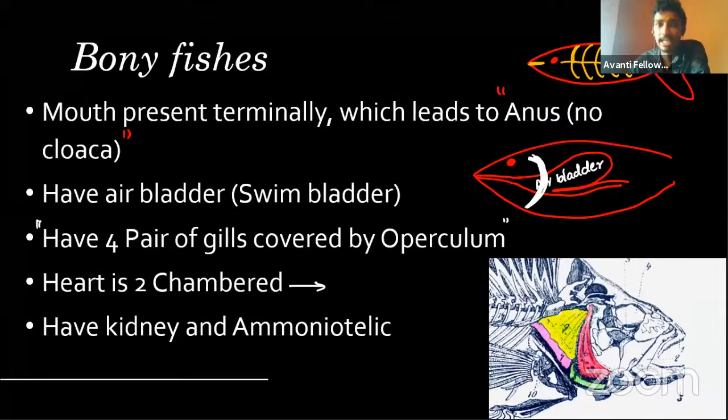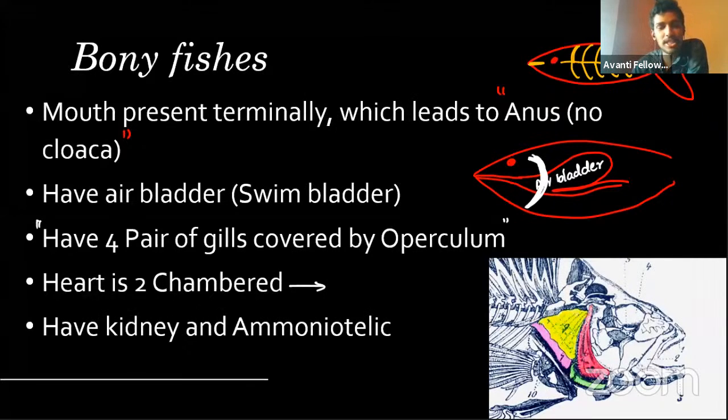Bony fishes will have the air bladder or the swim bladder. They don't need to swim continuously. Okay, cartilaginous fishes get the energy because of feeding high, and to store the energy, they have more muscles and all those things. We discussed this in the last class, right?